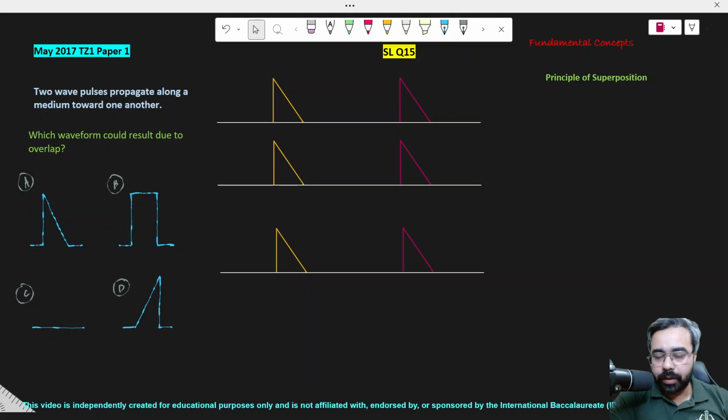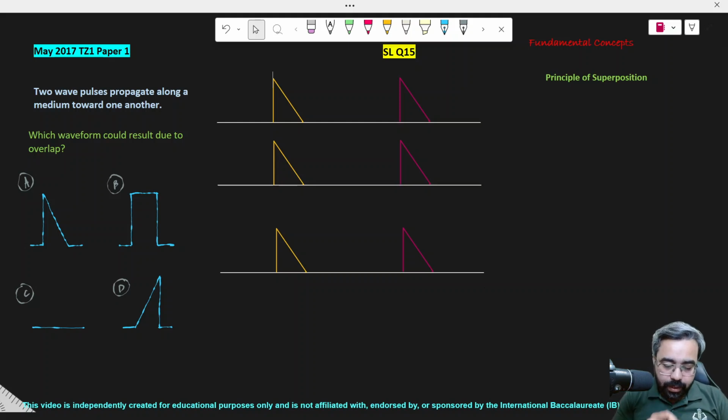So first of all, let me clear the concept of the principle of superposition, which states that if two or more than two waves overlap with each other, then the resultant wave's displacement is the algebraic sum of the displacements of the individual waves. No problem. I will show you the diagram of this question.